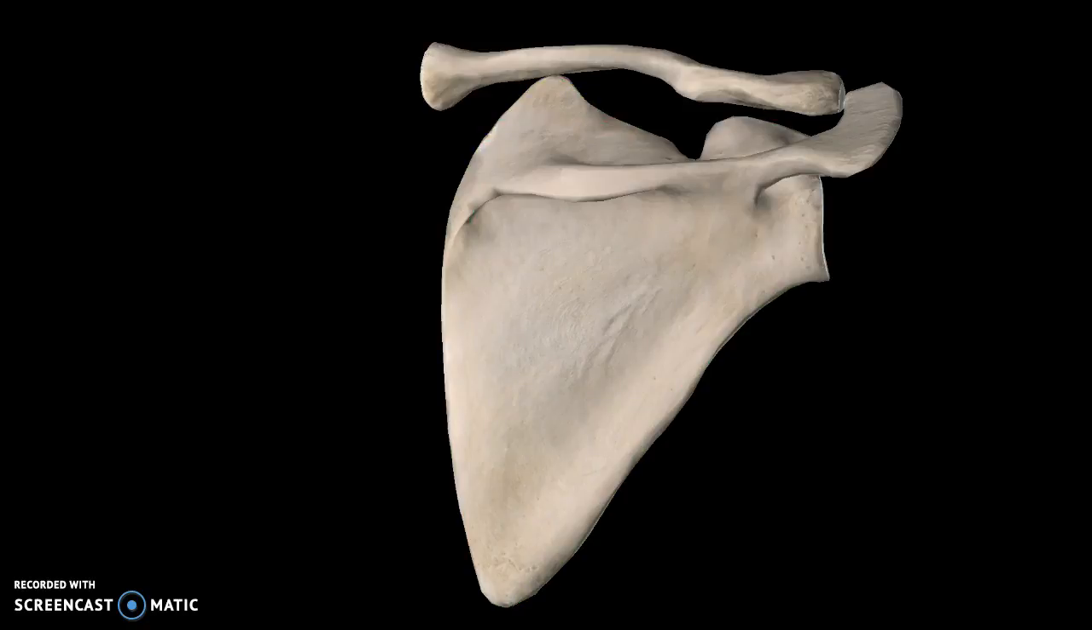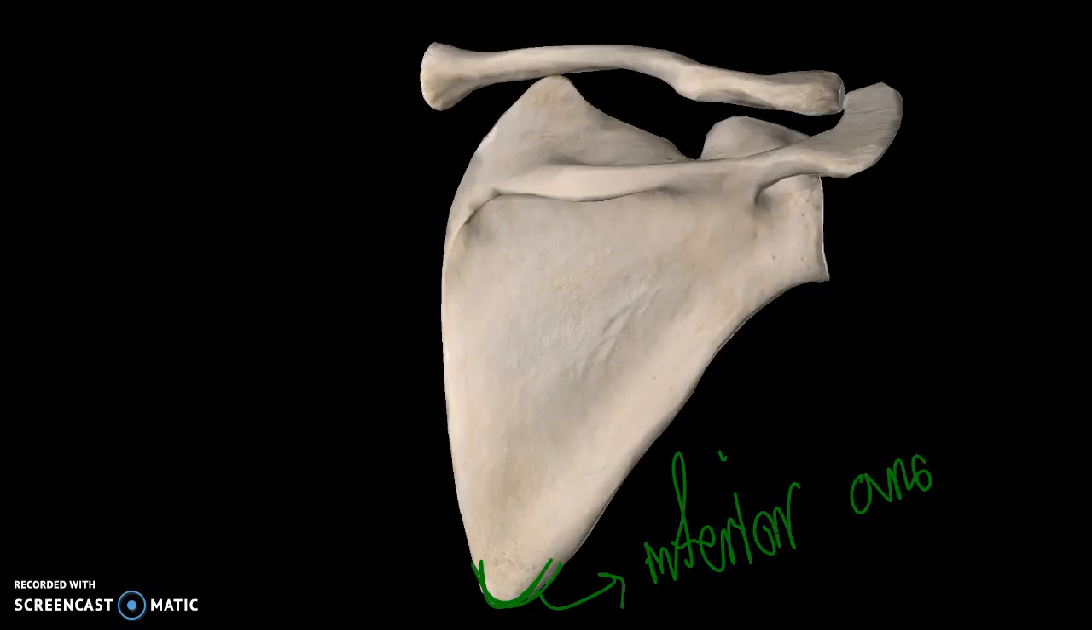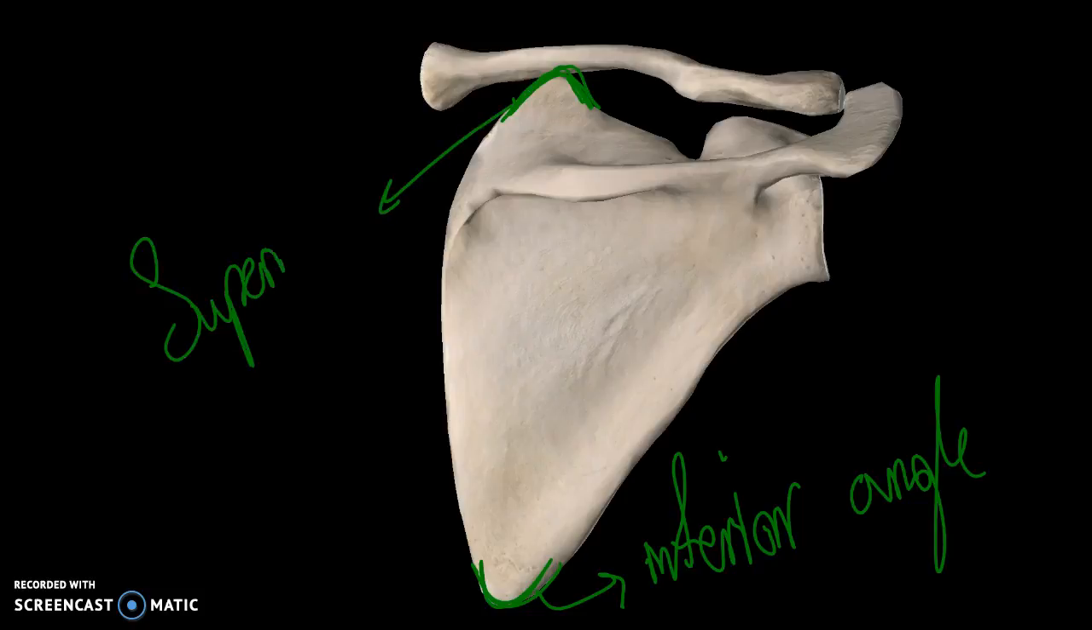Now we can talk about a few structures on the scapula. First is this angle here. This angle is known as the inferior angle. And this guy here is known as the superior angle.